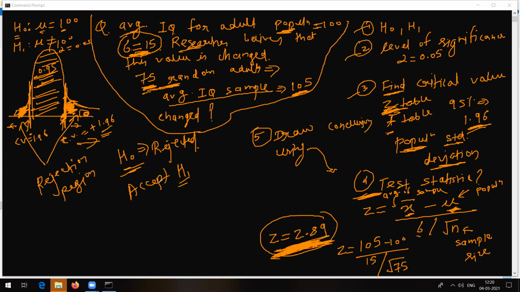That means that yes, there is a change in the average IQ of the adult population. It is not similar to 100 right now. There is a change, and this is called hypothesis testing. This is how we do it. We have this evidence. Is it clear, everyone? Hypothesis test.